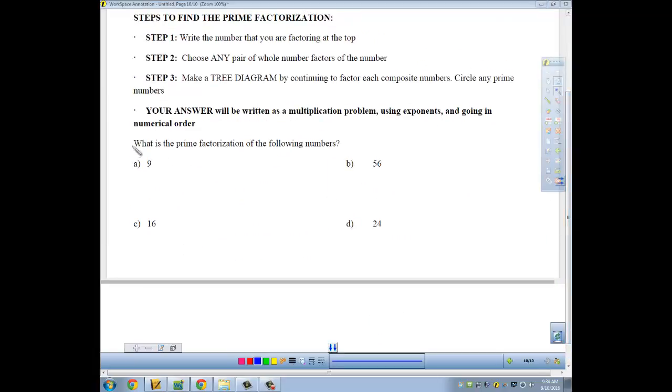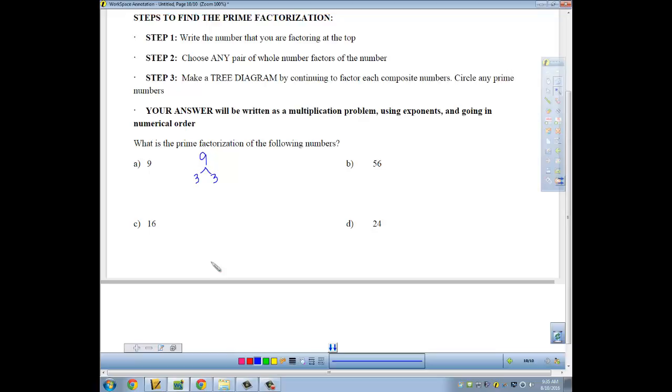So I'm going to walk through my steps with part A. So I'm going to write 9. Step 2, choose any pair of whole numbers that are factors of the number. And I'm going to write this as a tree diagram. So I'm thinking, what number can I divide by 9? Well, 3 times 3 is 9. So we're thinking what numbers multiply to get 9. Please do not think what numbers add.